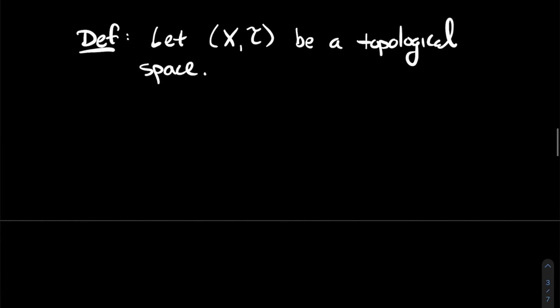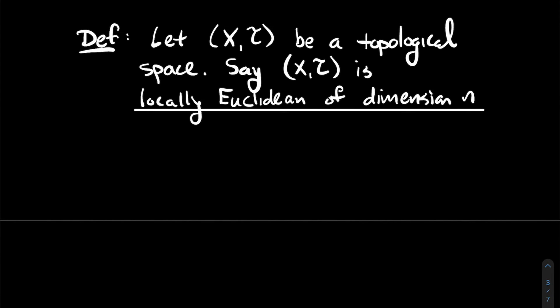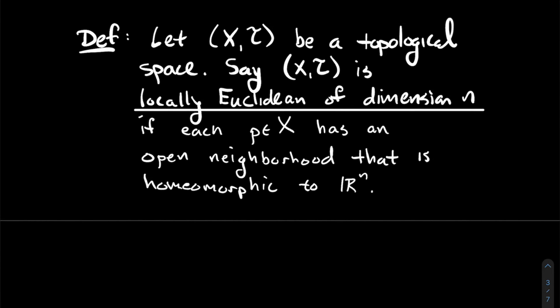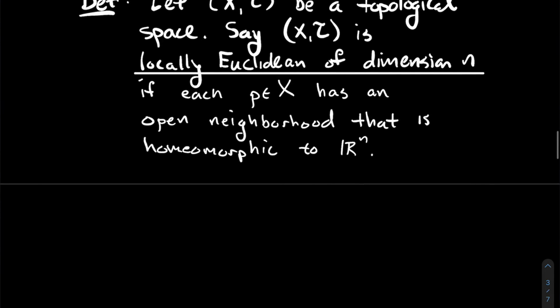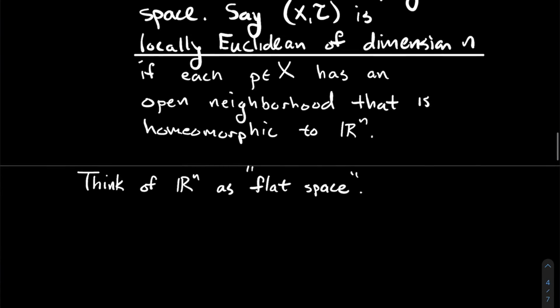Our next definition we're going to look at: if (X, T) is a topological space, we're going to say that (X, T) is locally Euclidean of dimension n if each point in X has a neighborhood that is homeomorphic to R^n. I've made lots of videos recently about homeomorphisms. You should go check those out if you don't feel too comfortable with that concept. But what do we want to think about here? What is this trying to get at? You can think of R^n as sort of flat space.